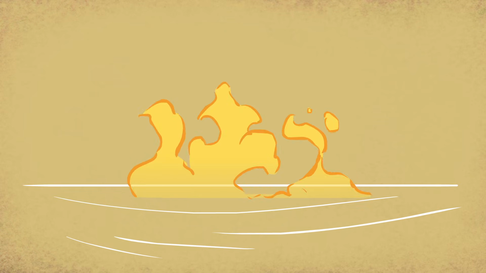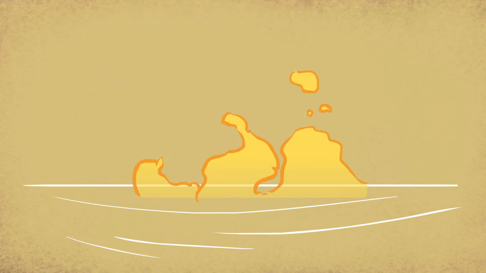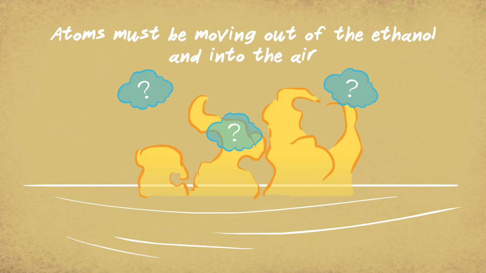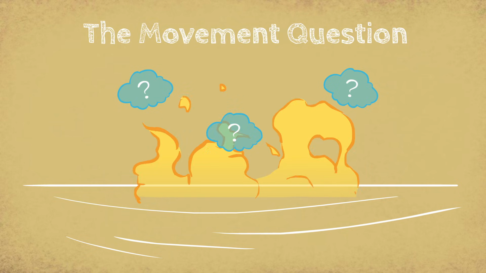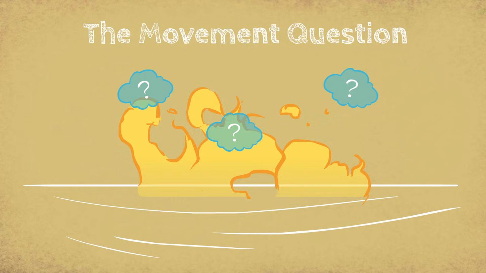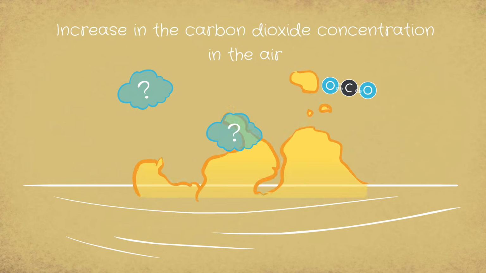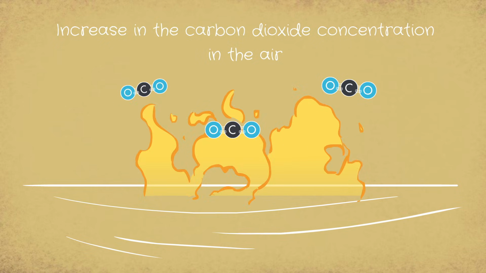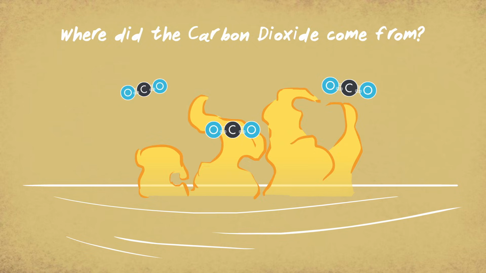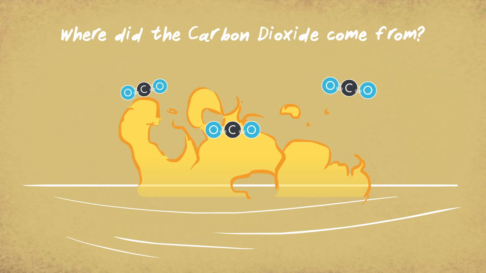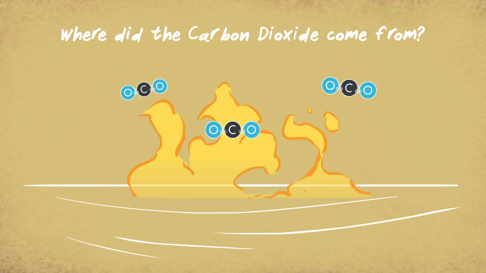So let's review. The mass of the ethanol went down, so atoms must be moving out of the ethanol and into the air. And this has to do with the movement question. And the BTB turned yellow, so that means there was an increase in carbon dioxide concentration in the air. Where did the carbon dioxide come from? Carbon dioxide molecules could be created in the flame, but the carbon atoms must have come from somewhere.